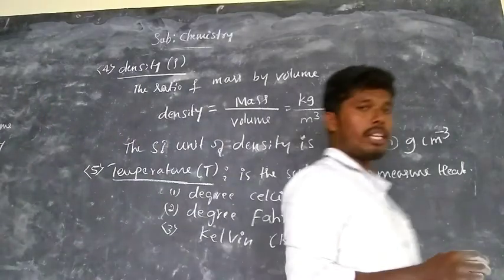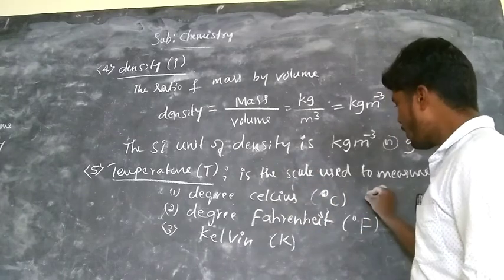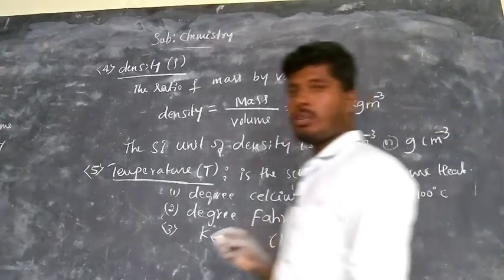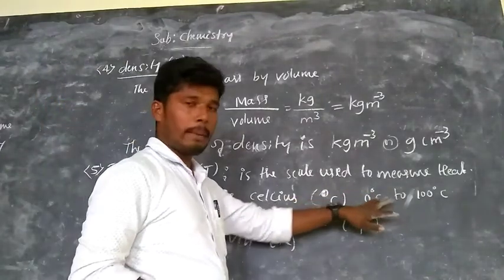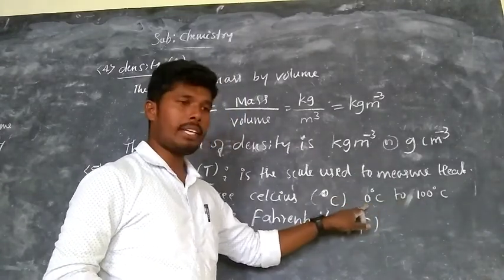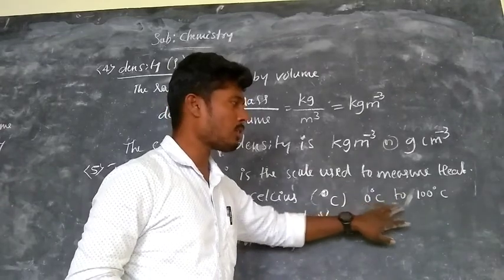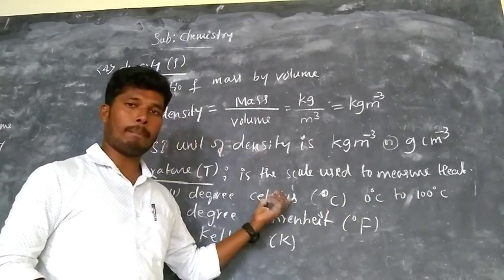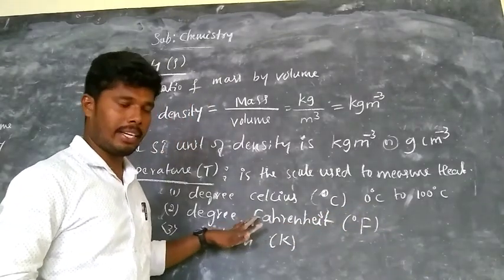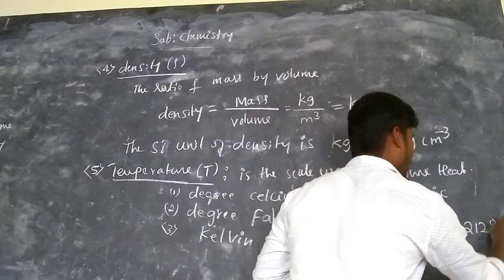Now generally, the degree Celsius scale has values from 0 degree Celsius to 100 degree Celsius. These are the freezing and boiling point of water. You know the water boiling point is 100 degrees Celsius and freezing point is 0 degrees Celsius. Similarly, in Fahrenheit the values are from 32 degree Fahrenheit to 212 degree Fahrenheit.